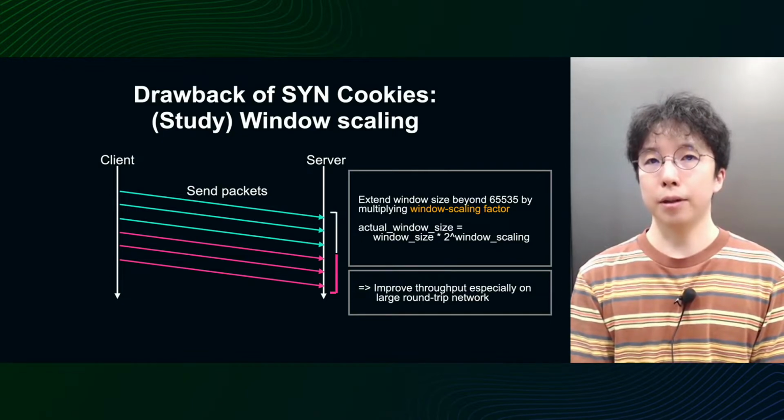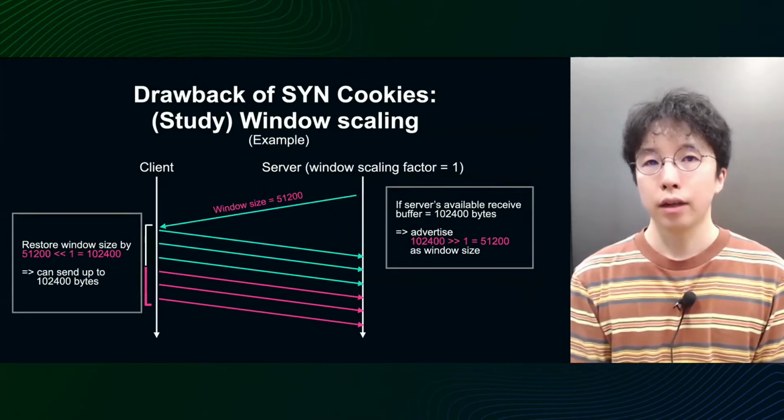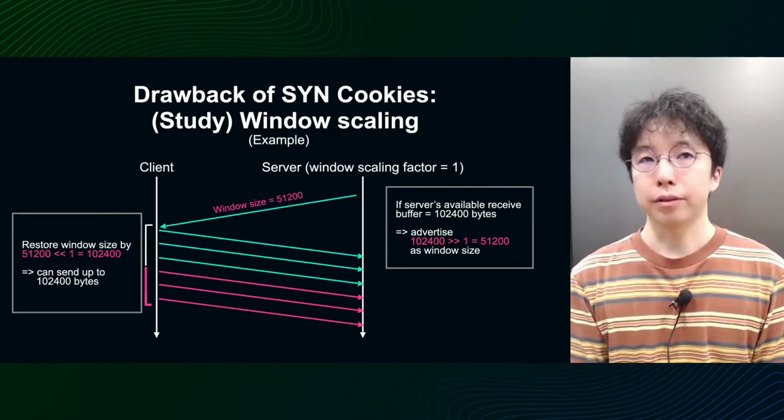This makes it possible to increase the window size beyond 65,535, which increases the amount of data that can be sent at once without waiting for ACK and improves throughput. Let's look at an example.